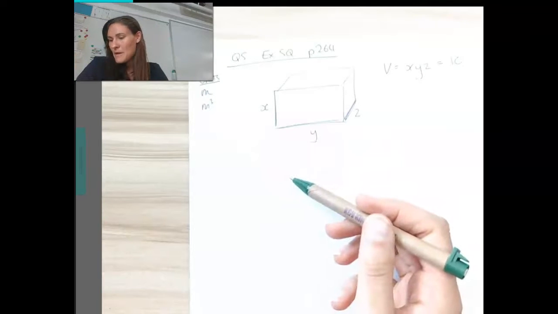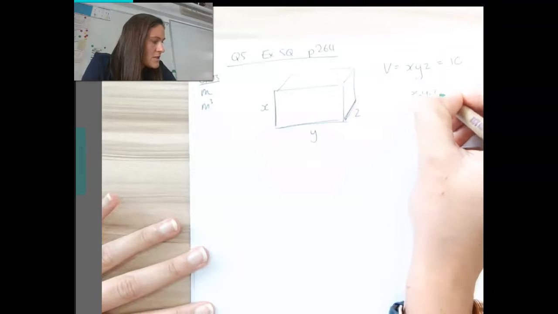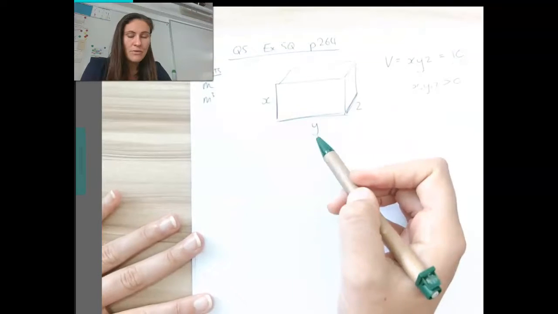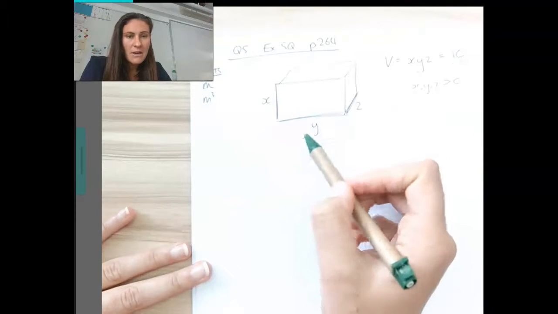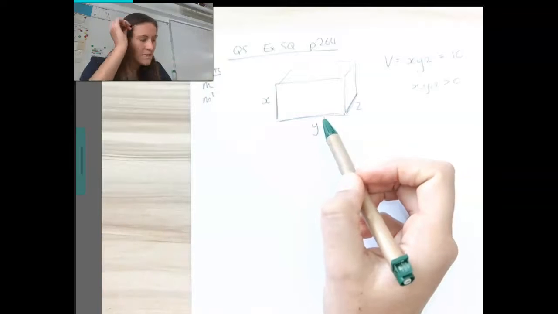And also the other thing just to mention is that all of these are going to have to be strictly greater than 0, because they're obviously all positive lengths. So I need to try and find a bit of a relation between these things.